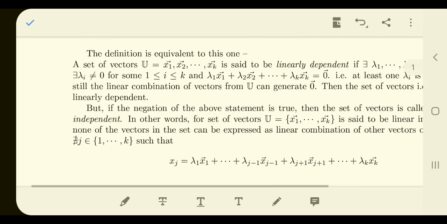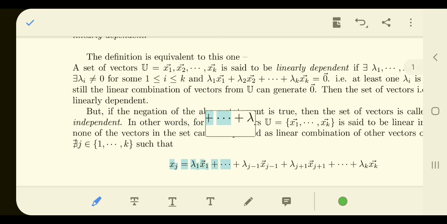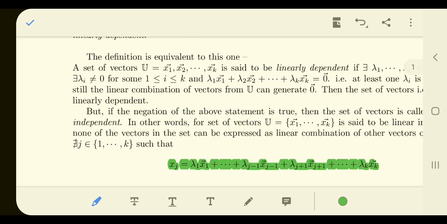Now, any linear combination of vectors can be represented by a matrix containing the vectors in the columns multiplied by a column vector of scalars, right? So, if I write that xj can be written as a linear combination of other vectors, it means this, which essentially means that xj is linearly dependent. Xj is linearly dependent because it can be written as a linear combination of other vectors.